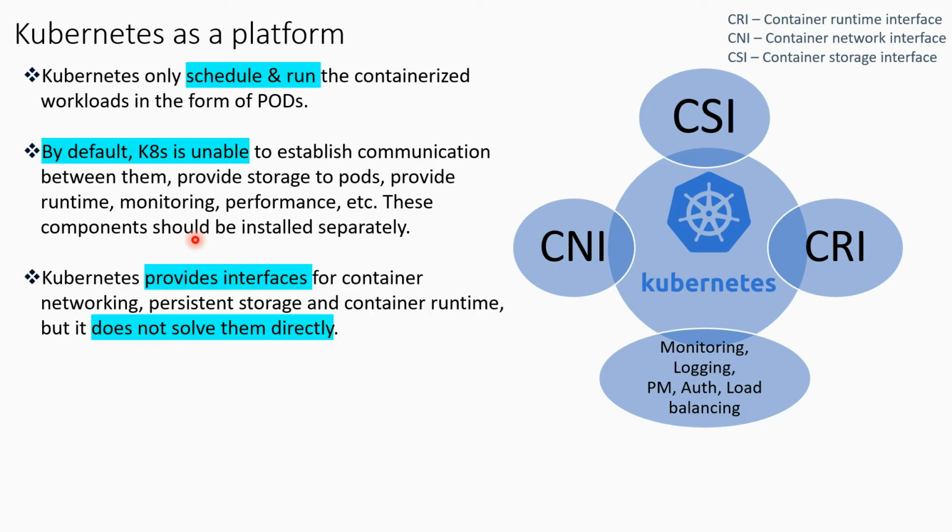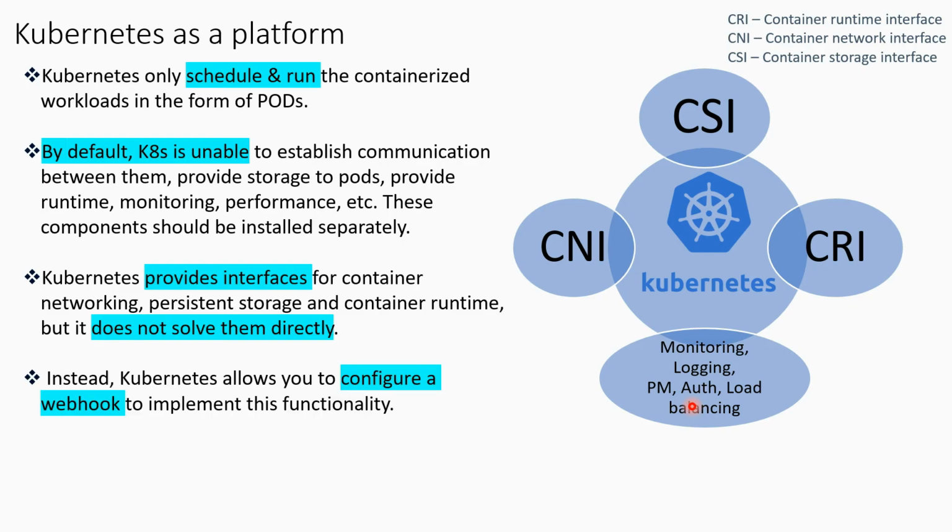Kubernetes provides interfaces for networking, for storage, and for container runtime, but it does not solve them directly. That means it provides you interfaces to integrate any solution of your choice, which is already available in the market, with the Kubernetes engine, so that you have network connectivity between your pods, a storage backend for your pods, and the runtime of your choice for your pods. Also the add-on features.